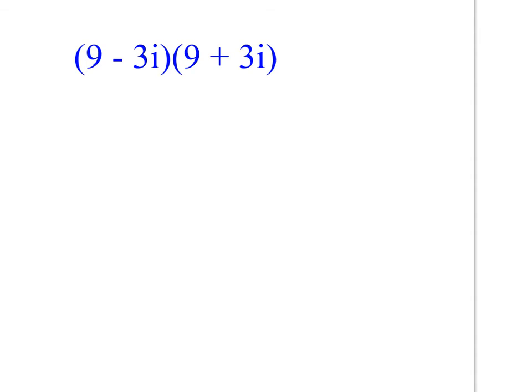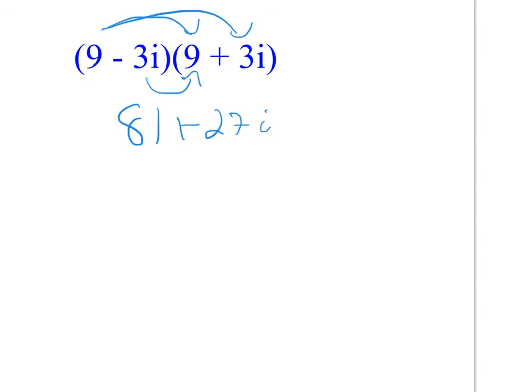Looking at this one right here, these look like conjugates. Let's make sure. 9 times 9 is 81. 9 times 3i is positive 27i. Negative 3i times 9 is minus 27i. And negative 3i times positive 3i is minus 9i squared.